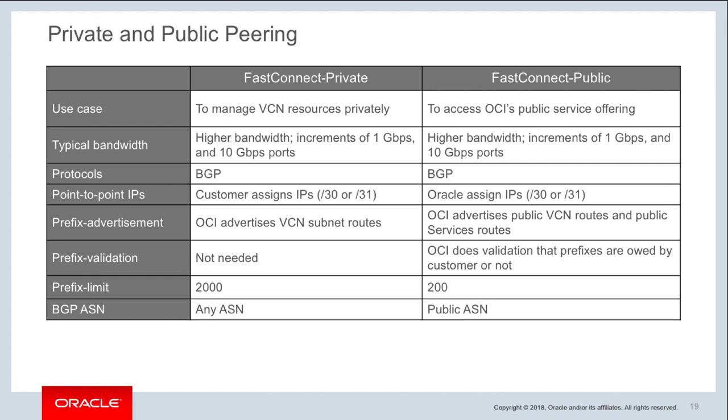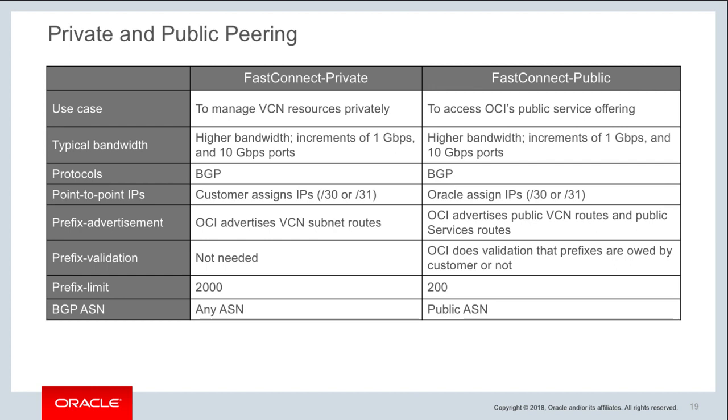In case of prefix advertisements for private peering, we would only advertise the virtual cloud network private subnets. In case of public, we will advertise the public VCN routes and also the public services routes. There is no prefix validation required for private because it's all private connection. In case of public, there is a prefix validation that checks whether the prefixes advertised or provided by the customer are owned by the customer or not.